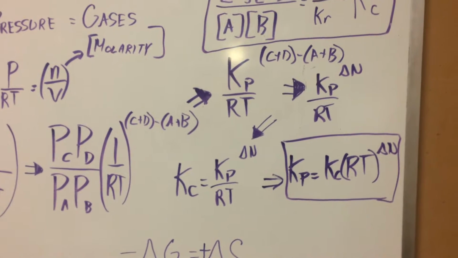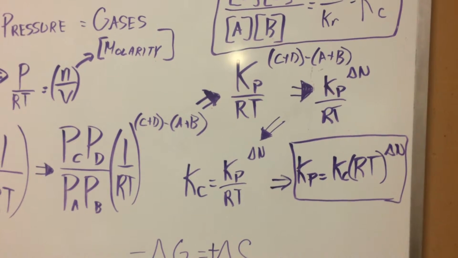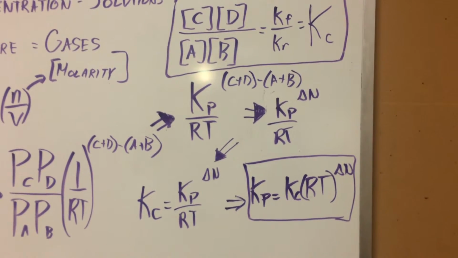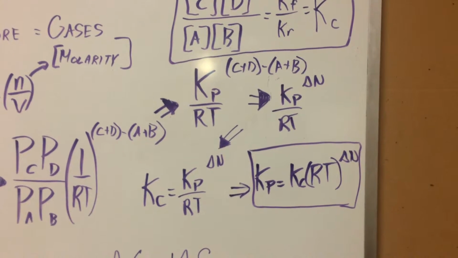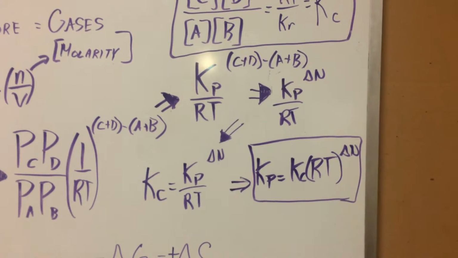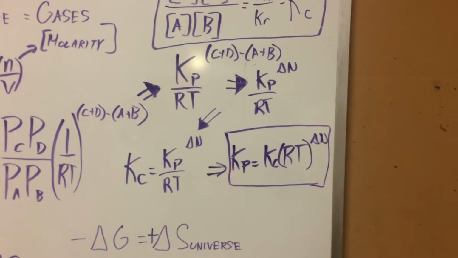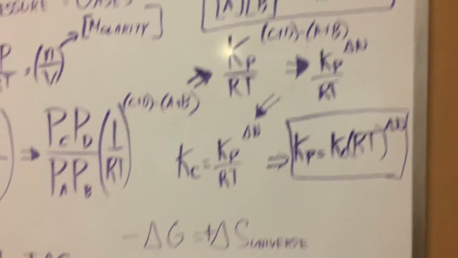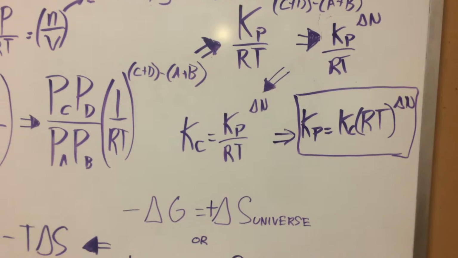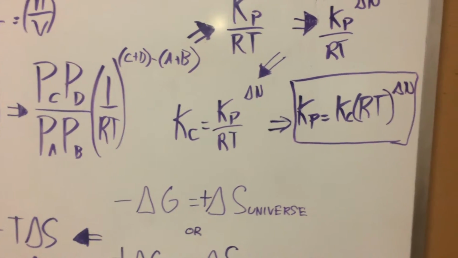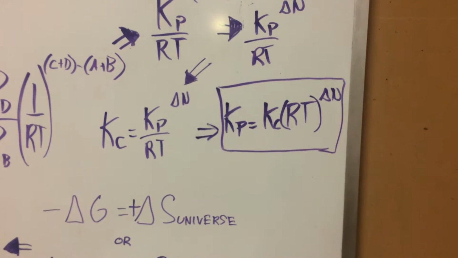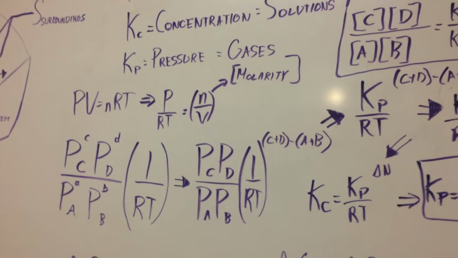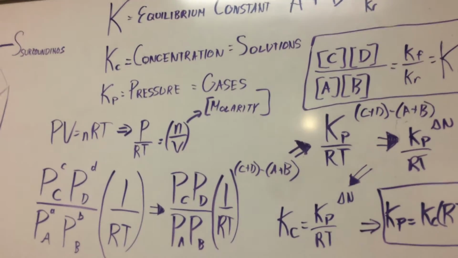Now, you can change the P's back into the constant, which is Kp. Kp over RT is to the coefficients as the exponents. And then you can change the difference in the coefficients into delta n. Now, bringing back Kc, since this is where we're deriving it from, Kc is equal to Kp over RT to the delta n, and you want Kp by itself, so Kp is equal to Kc times RT to the delta n. And this is all to show the connection between Kc and Kp, which are still the equilibrium constants.